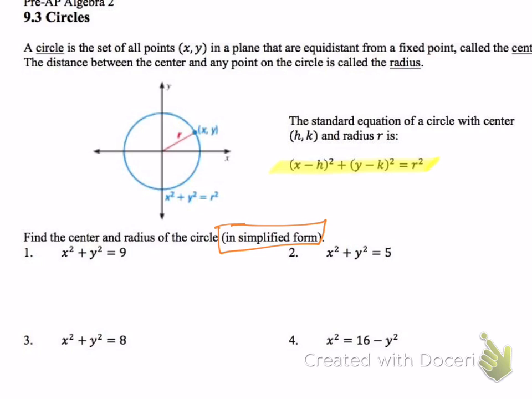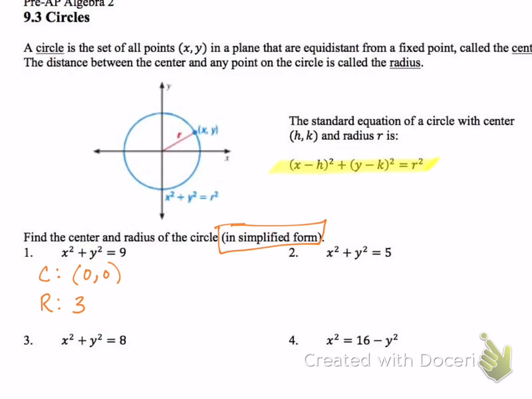So for number 1, my center would be at what ordered pair for H, K? 0, 0. My radius would be 3. And you always have a positive radius. So even though it's plus or minus 3, it's actually just 3 because it's a distance. Wait, so it's only not 0, 0 at the center if someone draws it at a different point on the graph? Yeah, exactly.